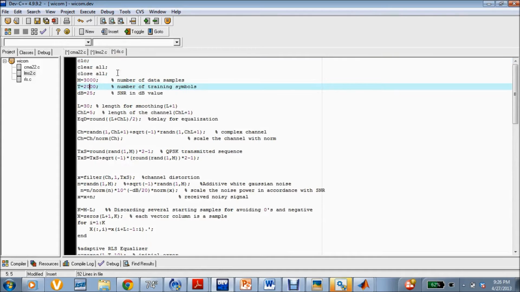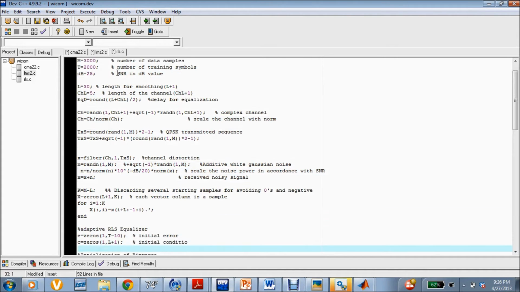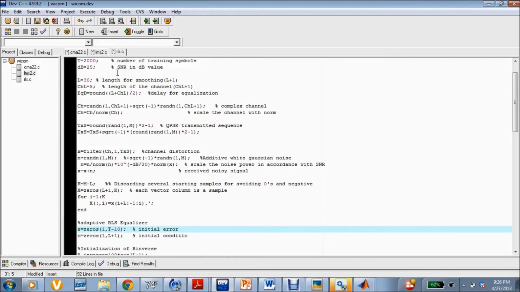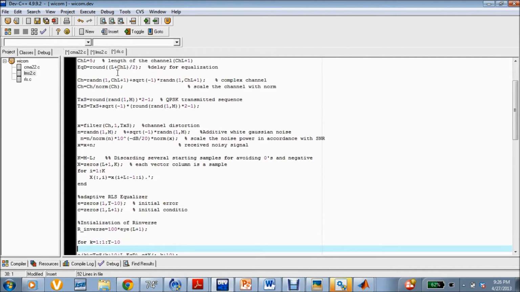The initial conditions are the same for the RLS algorithm also. We have taken the 3000 samples for data and the 2000 training samples, the channel length, and those are all the same. And after the signal is passed through the channel, it is passed through this RLS equalizer, which I'm explaining here. Error is initialized and the channel weights are initialized.